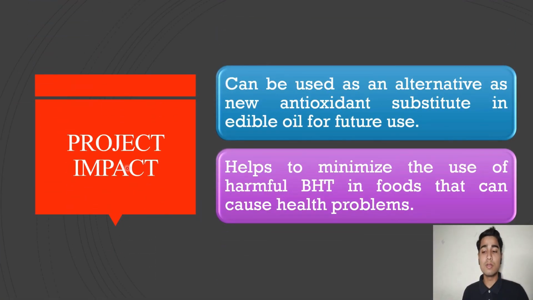Here are our project effects. Moringa Oleifera oil can be used as an alternative, a new antioxidant substitute in edible oil for future use. Next, Moringa Oleifera oil helps to minimize the use of non-BHT in foods that can cause health problems.